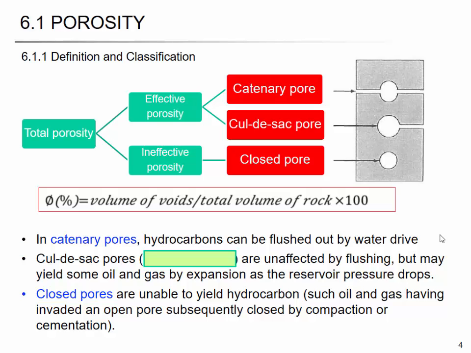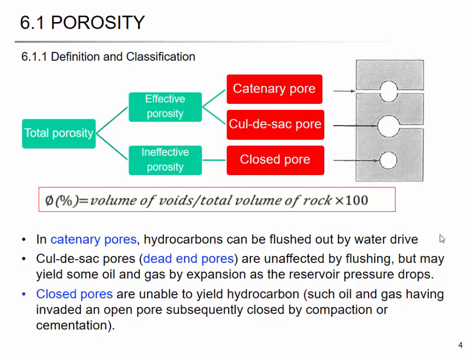So when you have a pore which is closed, it may have some oil, but it is not possible to produce it, then it's a closed pore. And catenary pore and the cul-de-sac pore are the pores that are connected. And cul-de-sac pore is also called a dead end pore because its connectivity is only one.